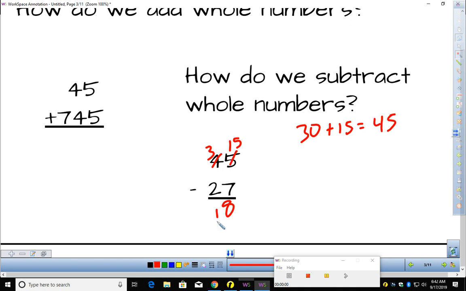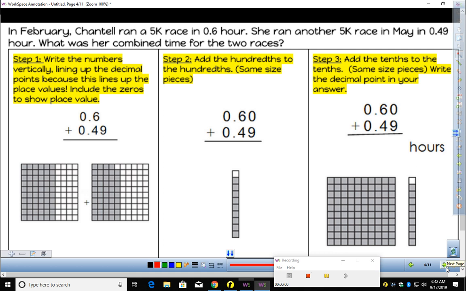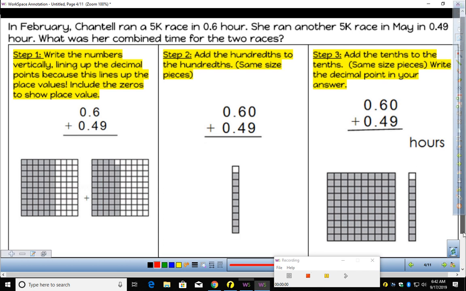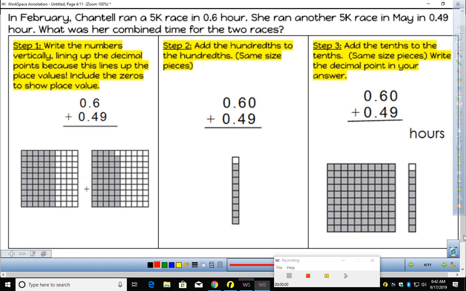These two strategies, this carrying strategy, this regrouping, and borrowing, are going to come up today a lot. So take a moment, get that highlighted, pause the screen if you need to. All right.